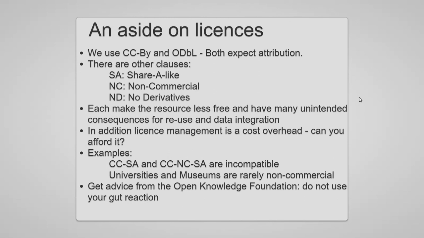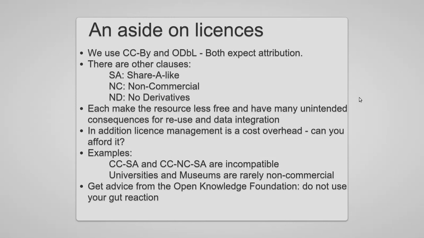Quick aside on licenses, we use Creative Commons by attribution and ODbL. Both expect attribution. That's how we can track impact. There are other clauses, share alike, non-commercial, no derivatives. Each of those clauses make the resource less free and have many unintended consequences for reuse and data migration. In addition, license management, where you're expected to manage it, is a cost overhead. Can you afford it? Examples of this are that Creative Commons share alike and Creative Commons non-commercial share alike are incompatible, i.e. you can't mix data up that have been provided under those licenses.